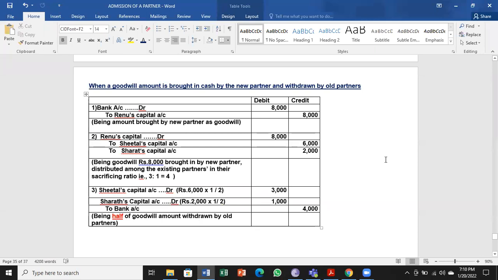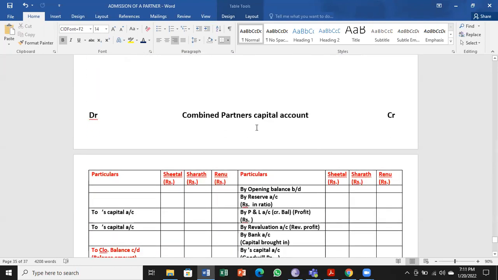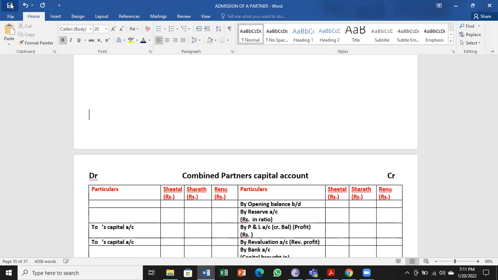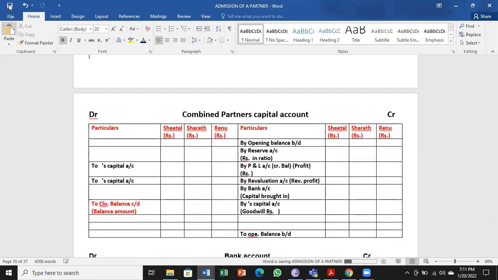No, sir, I don't want to have this working. I will work straight away in the capital accounts. I have confidence. Definitely, yes. You can go for straight away entries in the capital account. No need of any of this.